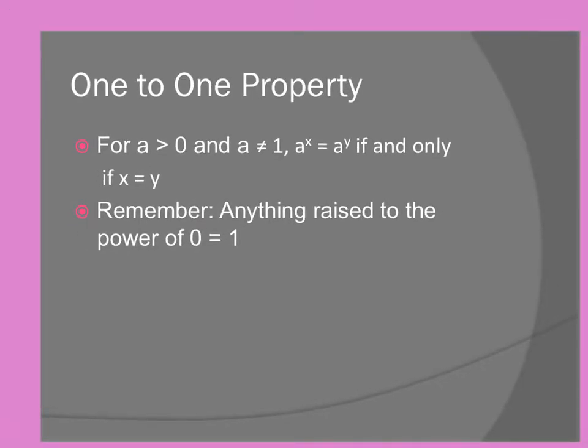The one-to-one property says for a being greater than 0 and not equal to 1, so remember my base is going to be positive and it's not going to be 1, that a to the x equals a to the y if and only if x equals y. All it means is that if my bases are the same, the exponents have to be the same in order for it to be equal. If I had 2 to the third equals 2 to the x, and I wanted to solve for x, as soon as my bases are the same, I can literally ignore them and just grab the exponents, which would be x equals 3.